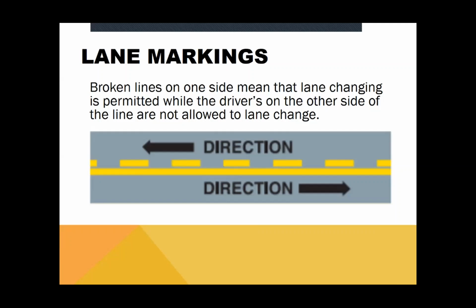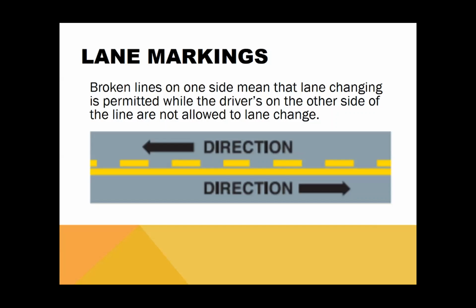Broken lines on one side means that there's lane changing permitted on the side you're on with the broken line, but there could be a solid line on the other side. So in this instance, it's yellow, so you have traffic moving in opposite directions, and the side on the top, they can do some lane changing. They could pass a slower vehicle if they wanted to, if it was safe, because they have a broken line. But the vehicles traveling at the bottom lane there, they're on a solid line, so they're not permitted to do any lane changing. So definitely be mindful.